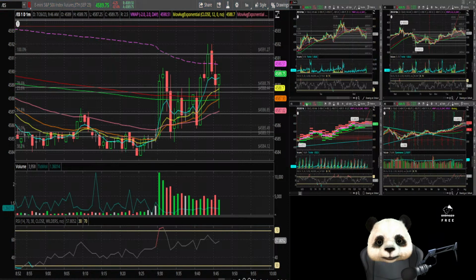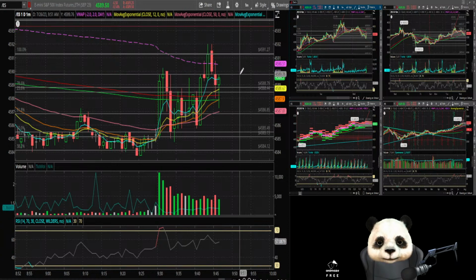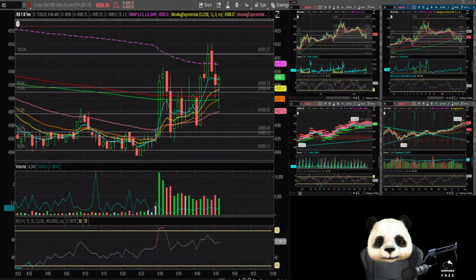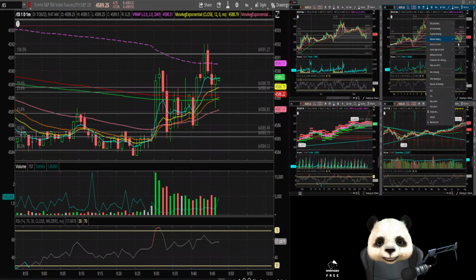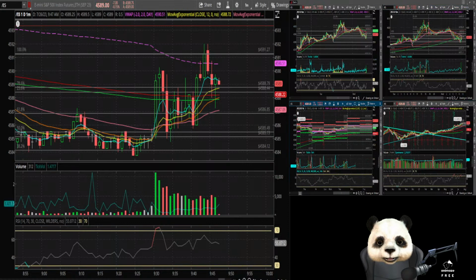FOMC day, rate decision day, big day. That's later at 2 p.m. Eastern time. We'll see if we get a slow day up until then. Kind of just play it by ear. Doing some charting right now, see what we got going on. Clear out some of this stuff. Don't like clutter. Zoom in here.